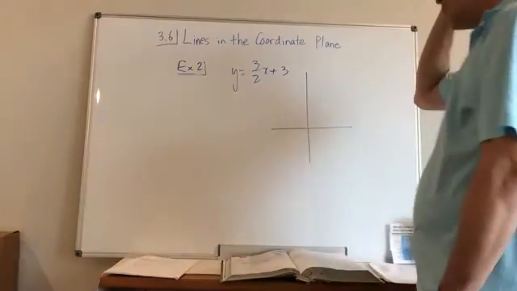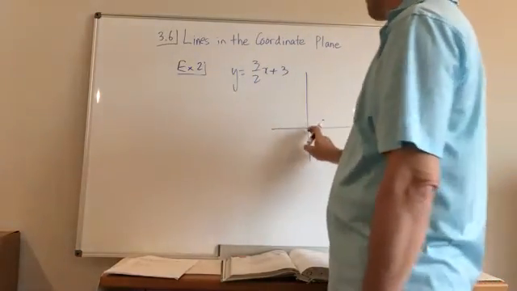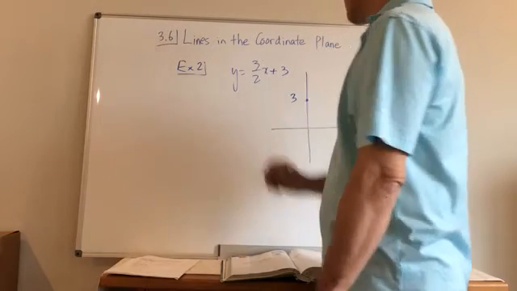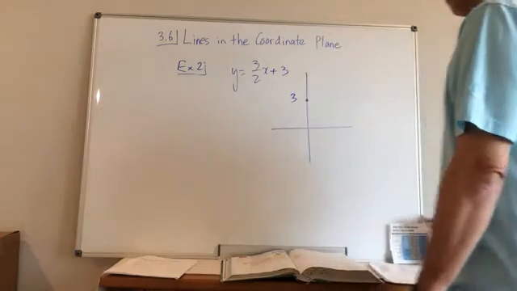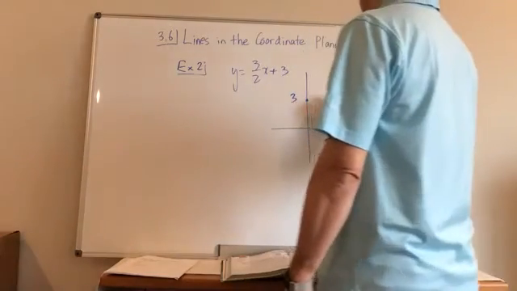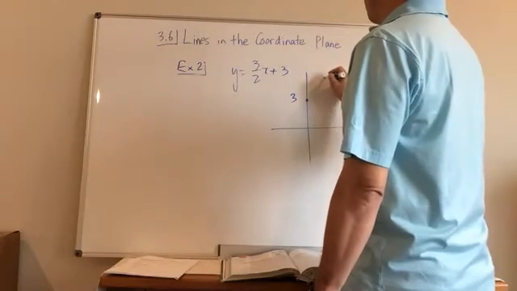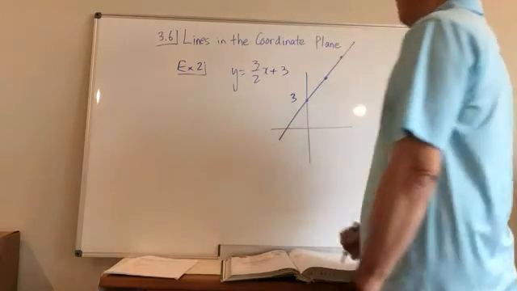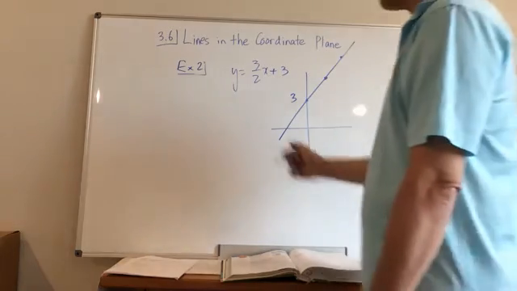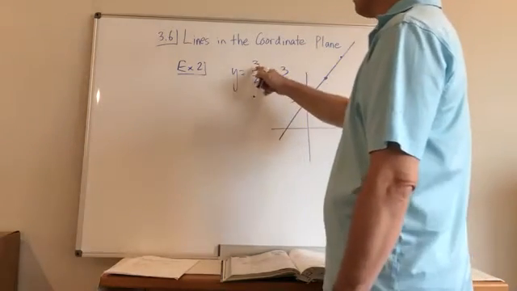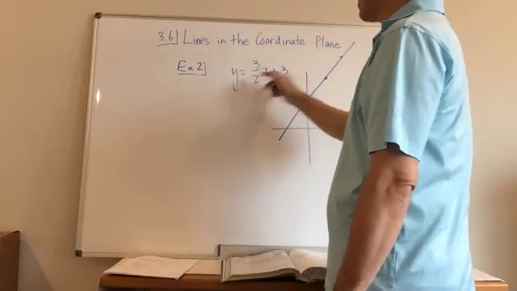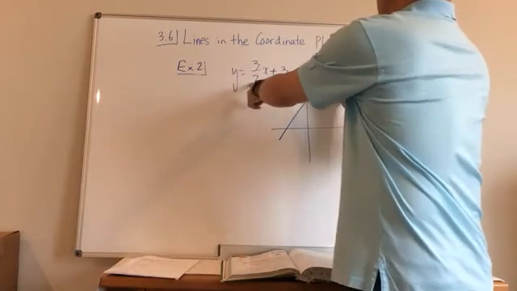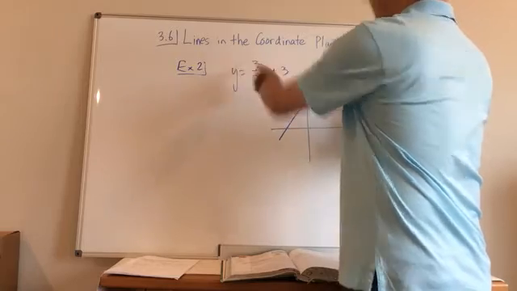Okay, so where's my starting point? My starting point is that when x is equal to 0, y is equal to 3. In other words, my y-intercept is 3. So I know it goes to this point, right? And then I'm going to move over 2, go up 3, over 2, up 3. That's it, right? Why did I go over 2, up 3? Because the rise is 3, the run is 2. So a run is 2, up 3. 3 is the rise, right? Over 2, up 3, right? Okay.